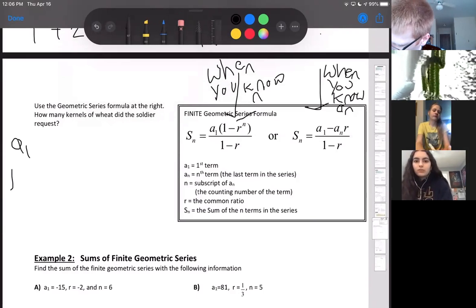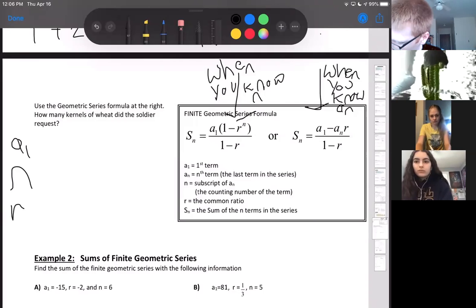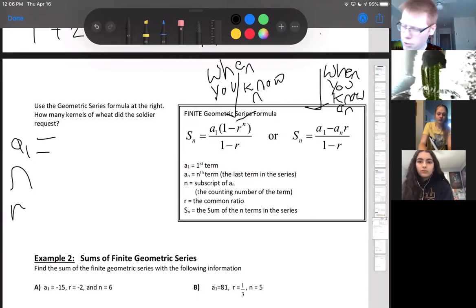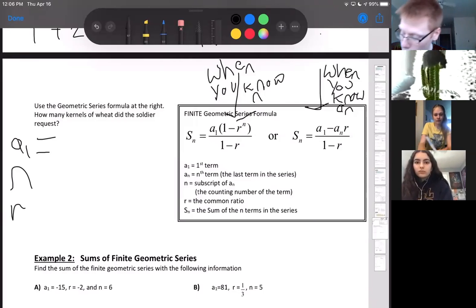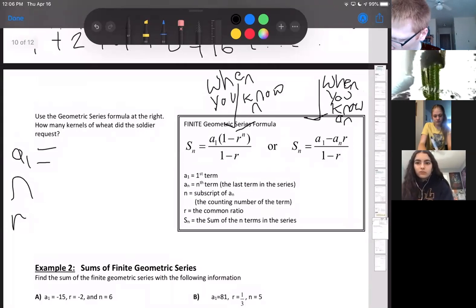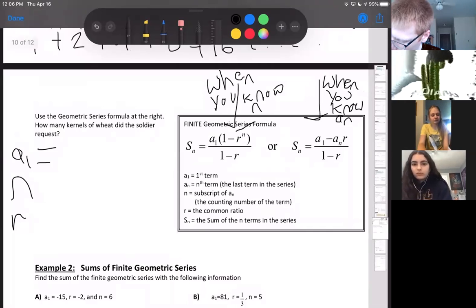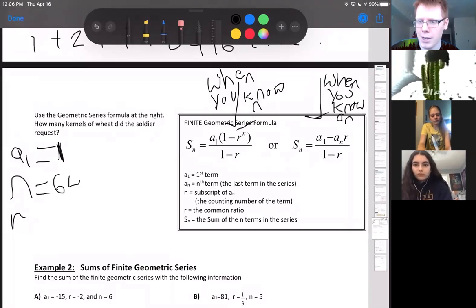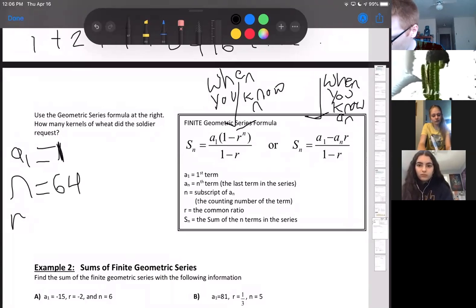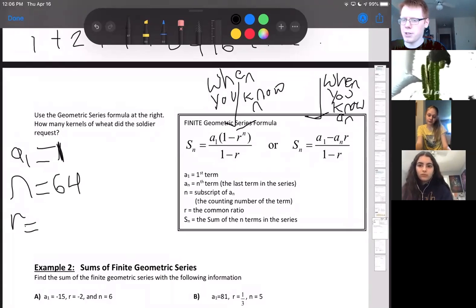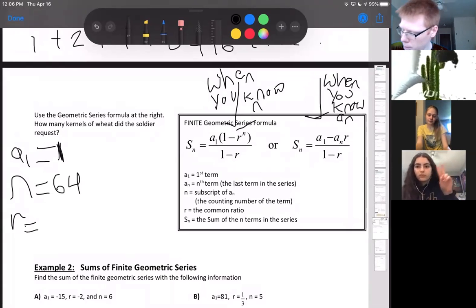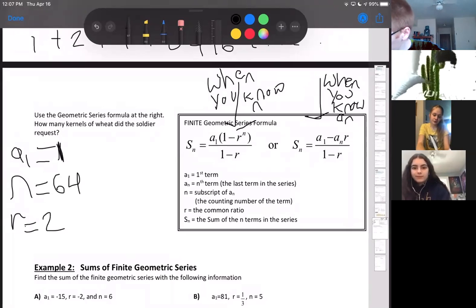So A1, our first term in this series, was 1. We started with 1 kernel of grain. Our n is going to be 64 because there are 64 places on the chessboard. And then the r, what was our ratio? What was our series going up by? What was the geometric ratio between each number? What were we multiplying by? 2.